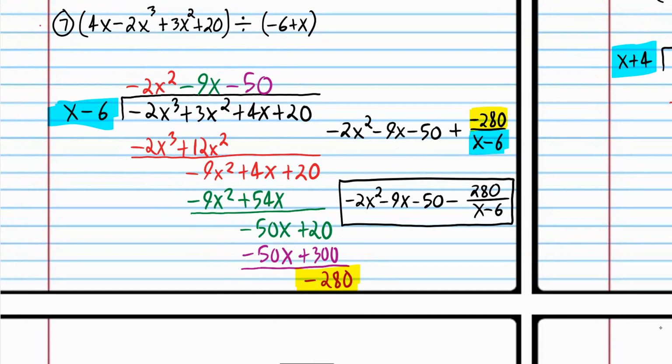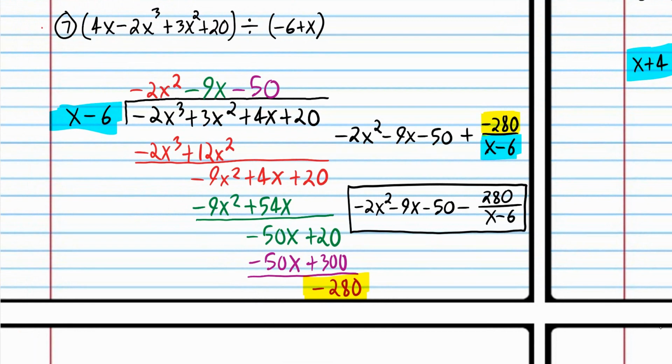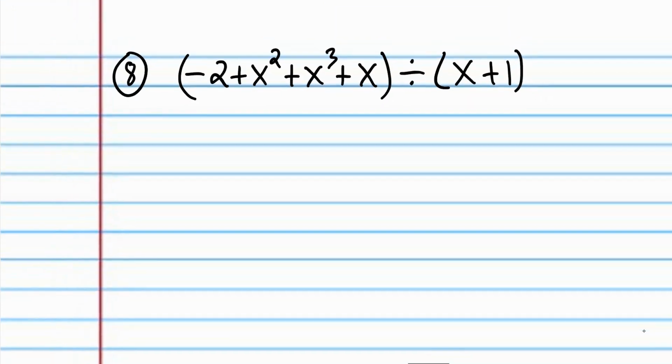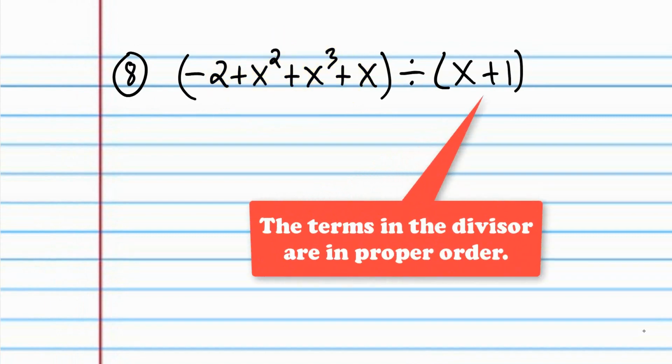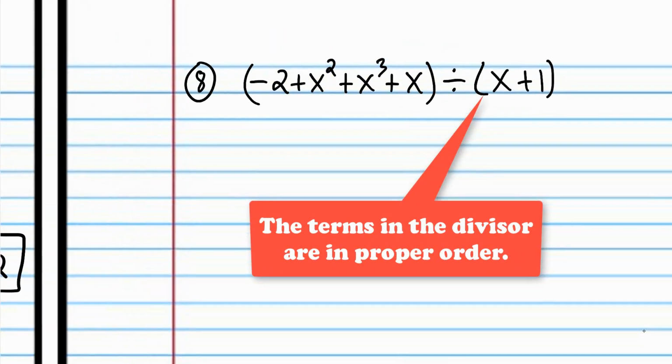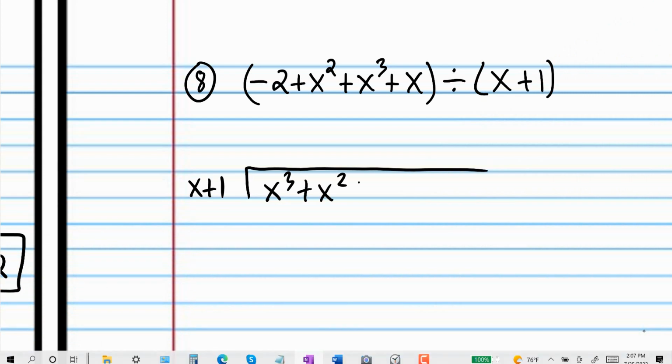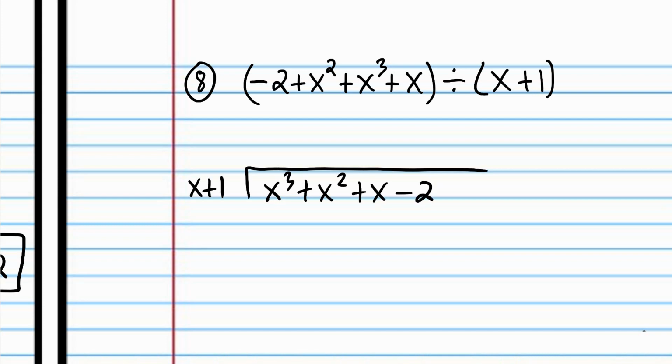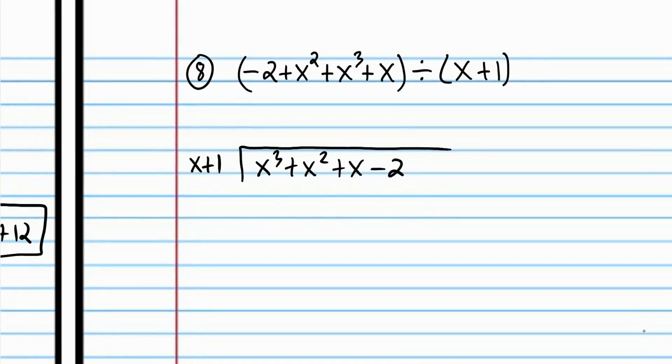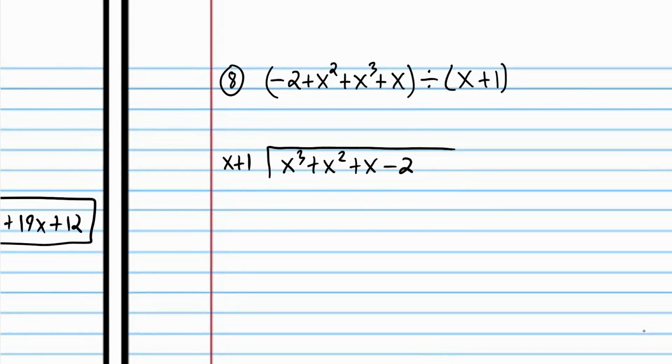So let's do another one of these problems before you try one on your own. This is a problem where, again, these terms are not in the proper order. We have to write the terms in descending order of powers. So we'll write the divisor at the far left as usual, but when we write the dividend, we need to write the highest power first, then the next highest power, then the next highest power, and so on and so forth. The algorithm does not work unless we do it that way.